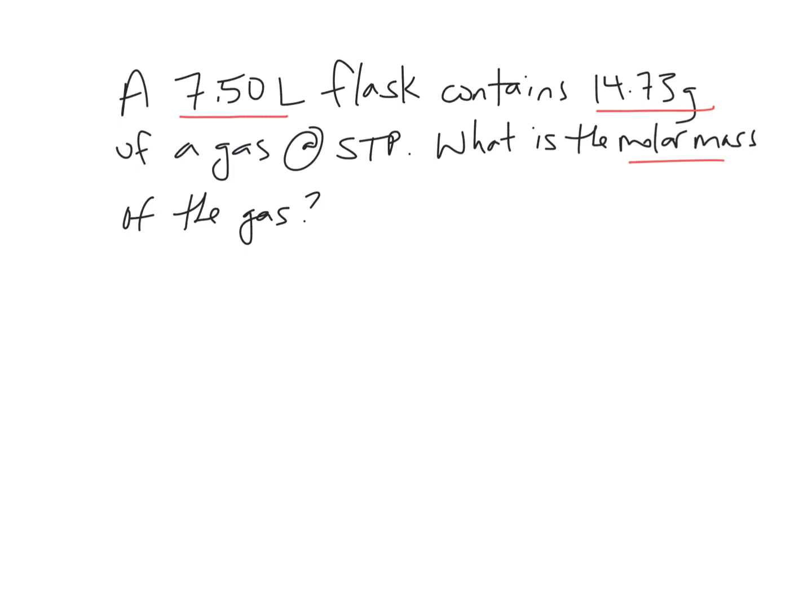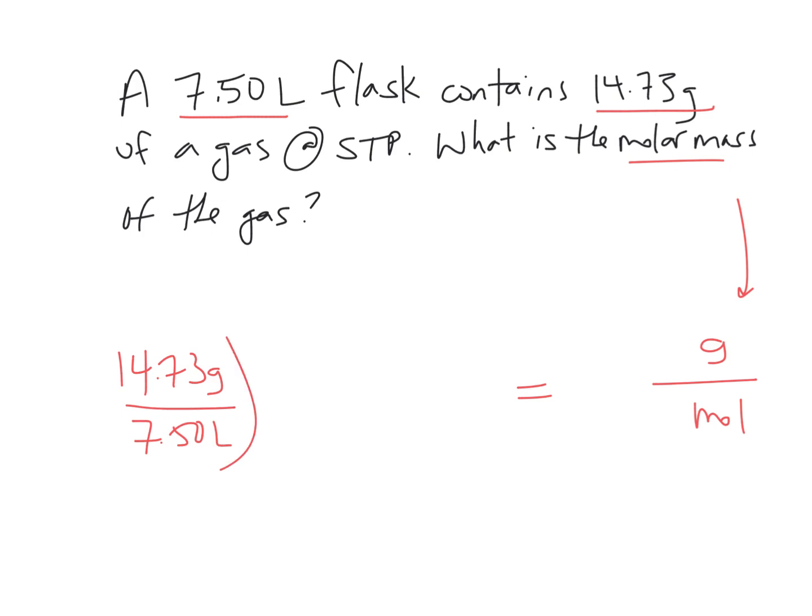So, beginning with the end in mind, as we usually do, we want to solve for molar mass. Molar mass has the units grams per mole, so we need grams in the numerator and moles in the denominator. Well, we could start with the density given, 14.73 grams per 7.50 liters. That gives us our grams up top, and then we need to somehow cancel out that volume unit, liters.